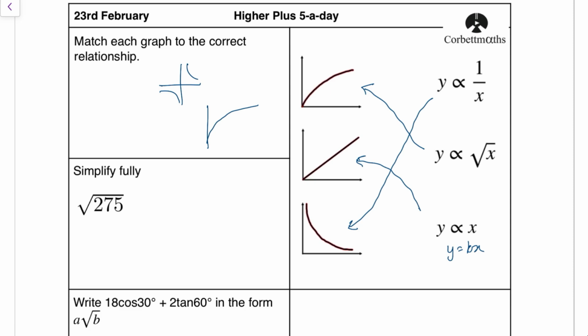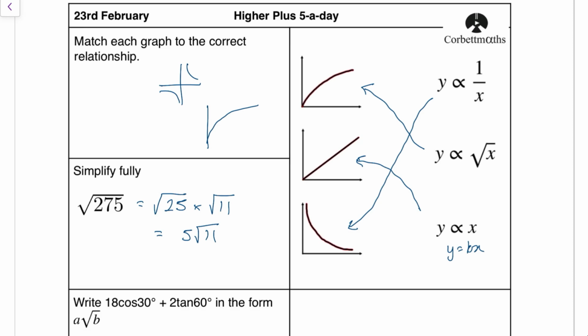So next question, simplify fully. Now, obviously you have a calculator. In a non-calculator exam or in an international GCSE, it probably says show your working. Now, you can probably just do this because you might be able to see that this divides by 25. So it's 25 times 11, which is going to be 5 root 11. But maybe it's a non-calculator exam and maybe you can't spot that.